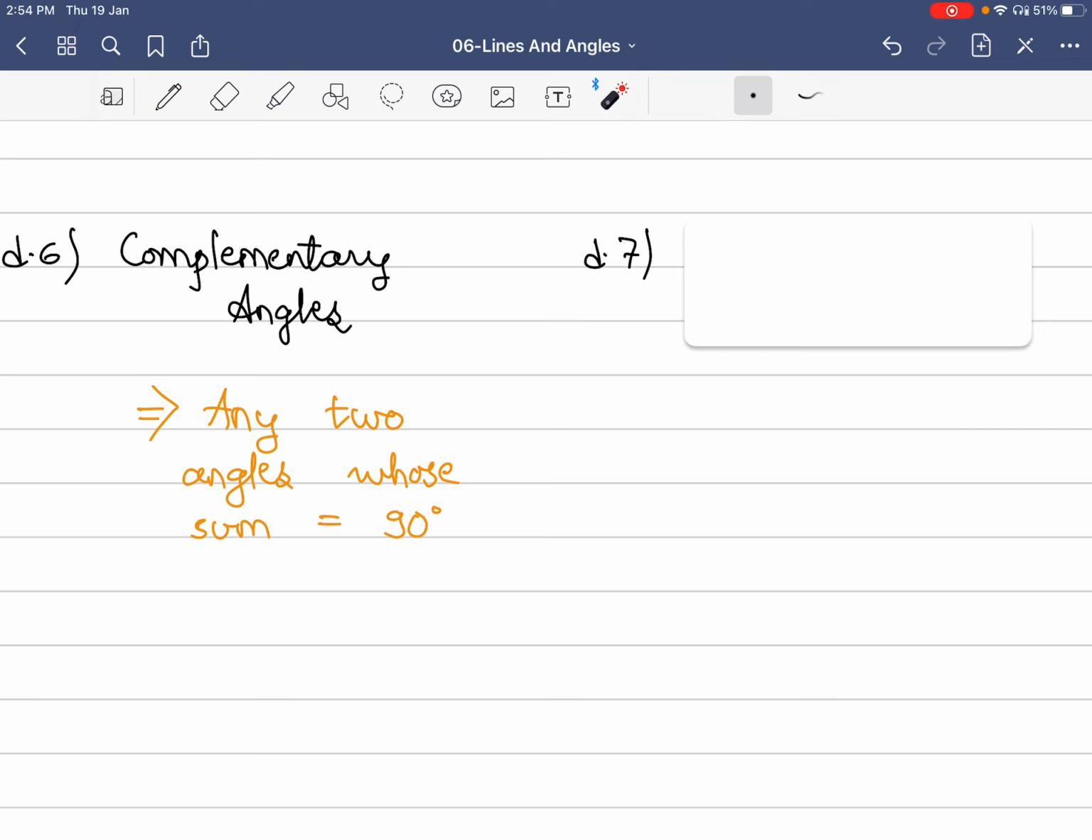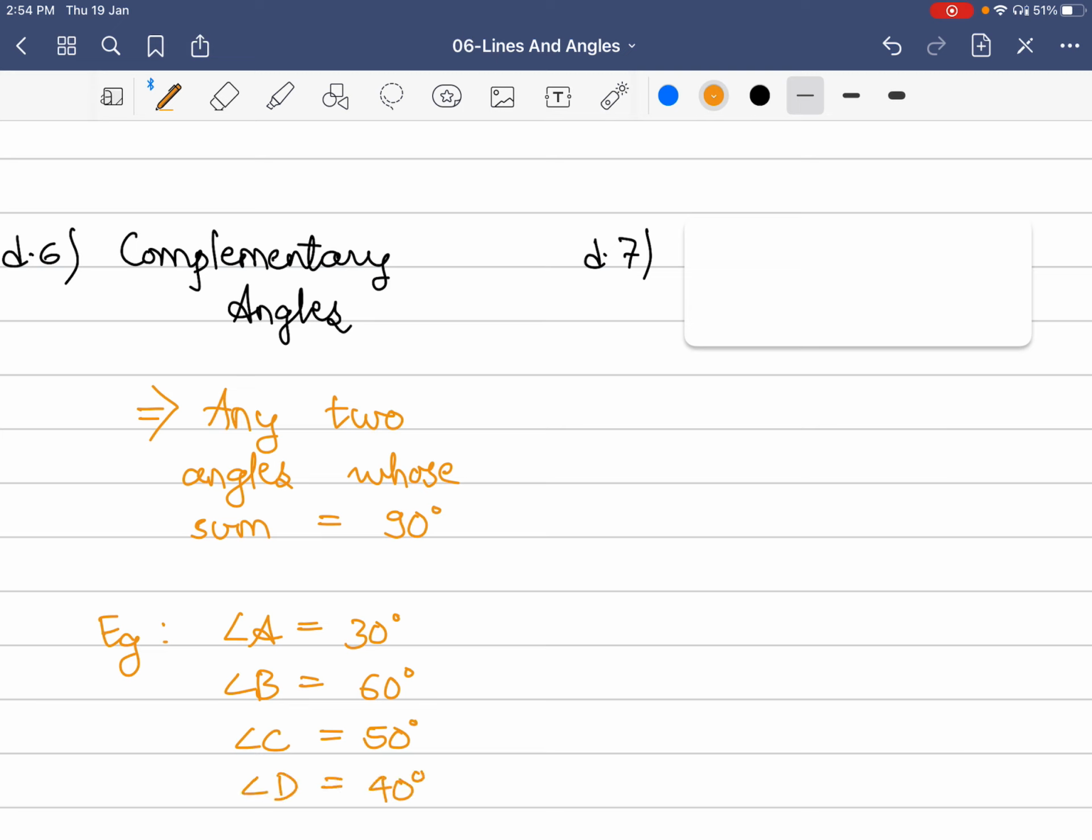that pair of angles is called complementary angles. For example, let me say I have angle A equal to 30 degree, angle B equal to 60 degree, angle C equal to 50 degree, and angle D equal to 40 degree. Let's say I have something like this. Then angle A and angle B, I will call them complementary angles. And angle C and angle D are also another pair of complementary angles.